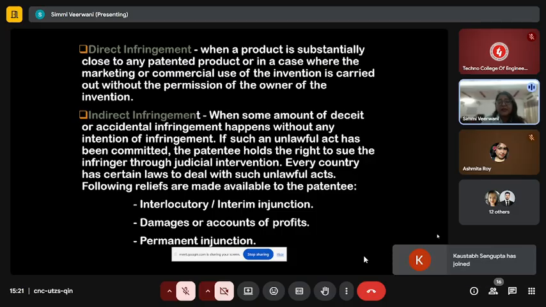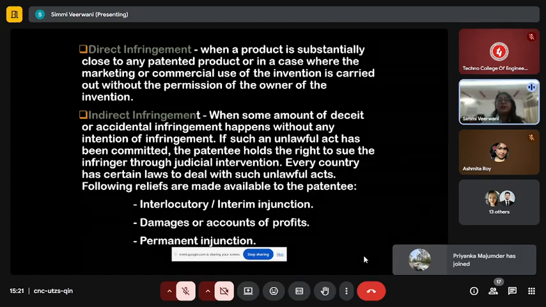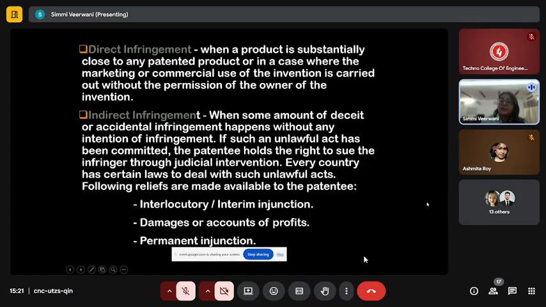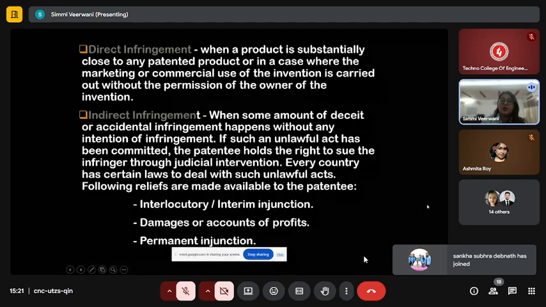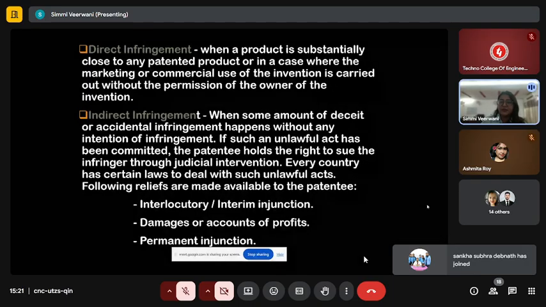That is basically an intentional infringement, where the person is aware that he or she does not own that patent or process but is using it, which can lead to direct infringement. Indirect infringement refers to deceit or accidental infringement that happens without any knowledge of the infringement, where such an unlawful act has been committed.